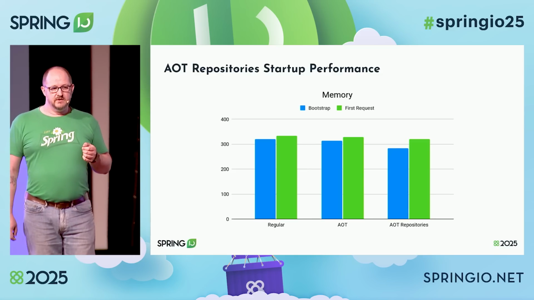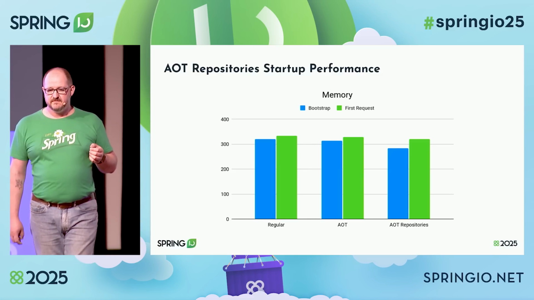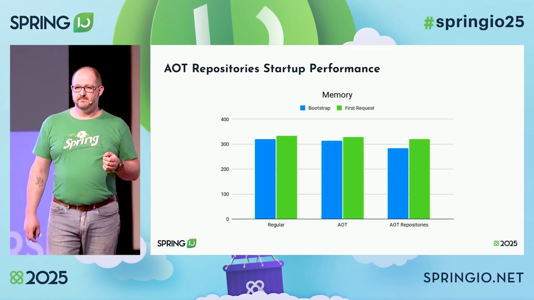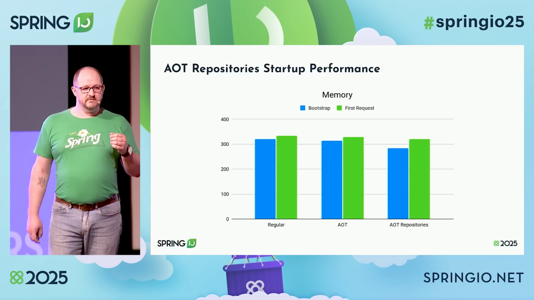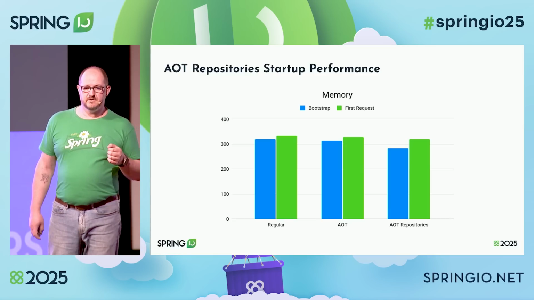On the memory side, we are a little bit lighter. There are still effects after the first startup. You get around 10% less memory usage. But once you run the very first request, memory size increases a tiny bit, but it's still below the JVM baseline.